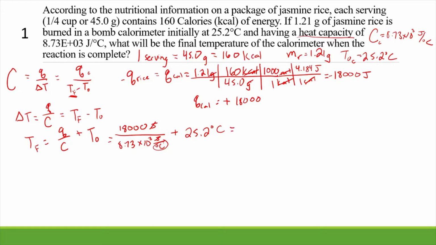And you end up getting 27.3 degrees Celsius for our final temperature. So it only goes up just over 2 degrees. So that is number 1.